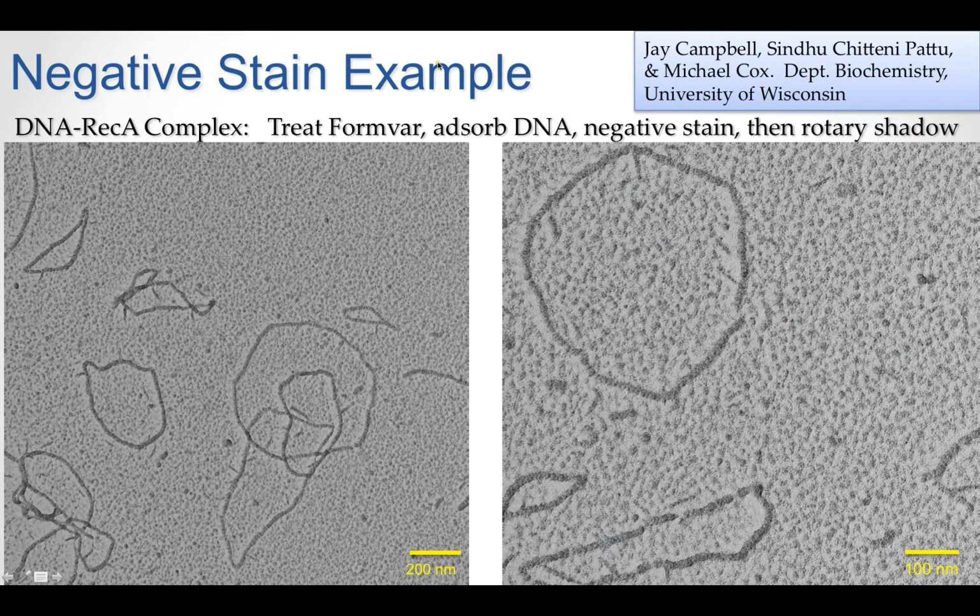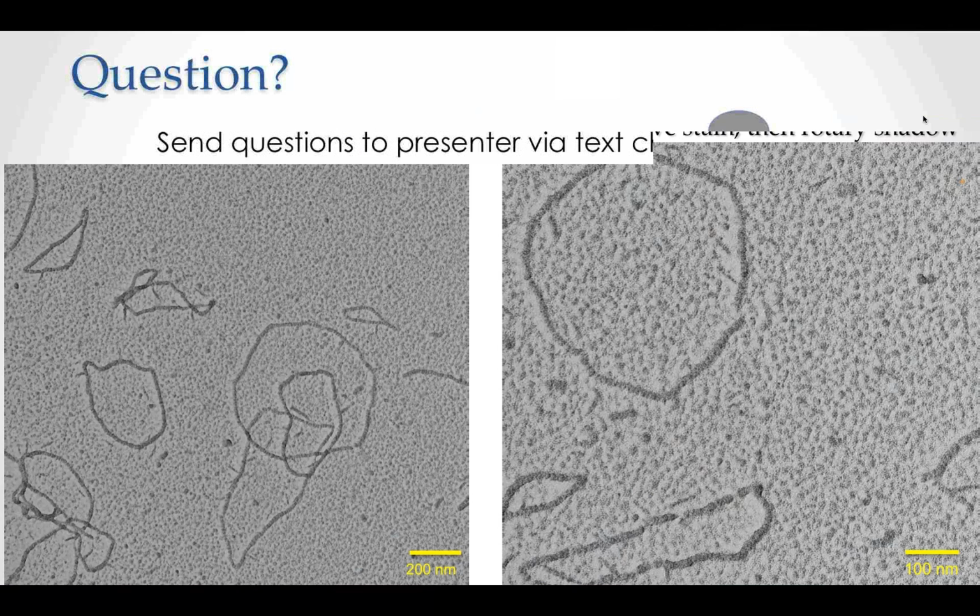This is a rather different study. Formvar grids were inserted into the capsules. They were then treated with a reagent to improve the adhesion of DNA. The DNA was then absorbed into the capsule. The DNA was then negatively stained in the capsule, and the grids were removed prior to imaging, and they were rotary shadowed prior to imaging. And of course, that did not occur in the capsule.